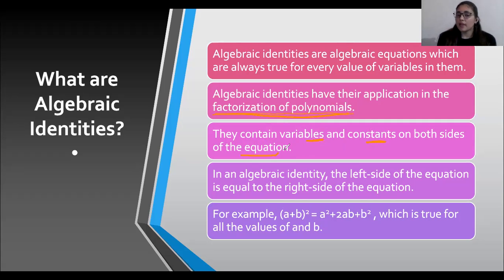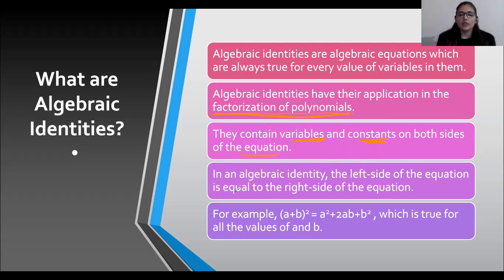Now, they contain variables and constants on both sides of the equation. What do we mean by variables? I hope you have already gone through the previous videos. In those videos we have already discussed variables, constants, and polynomials. We have already done the factor theorem and the remainder theorem. You may refer to those videos for better understanding.